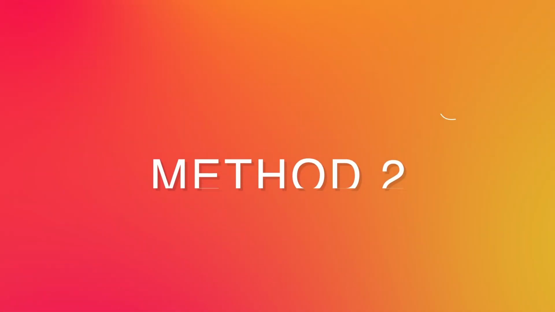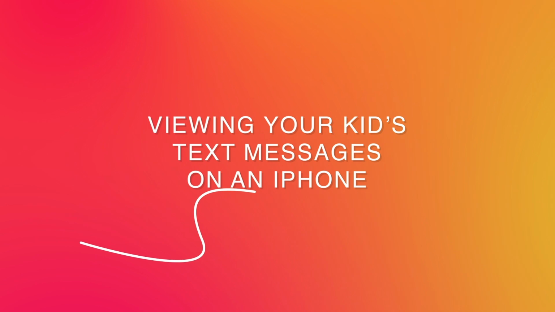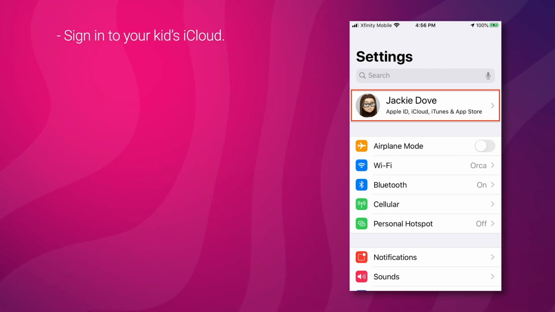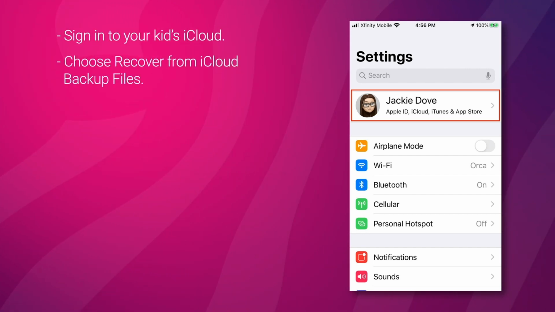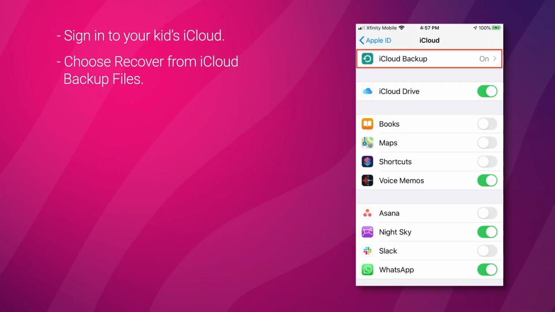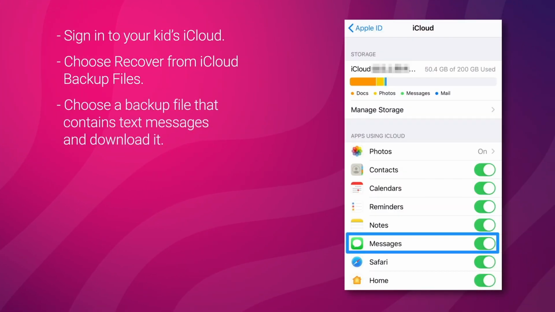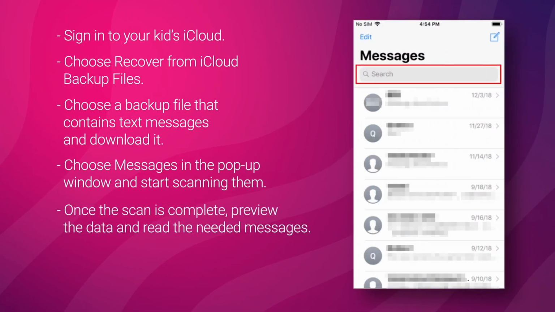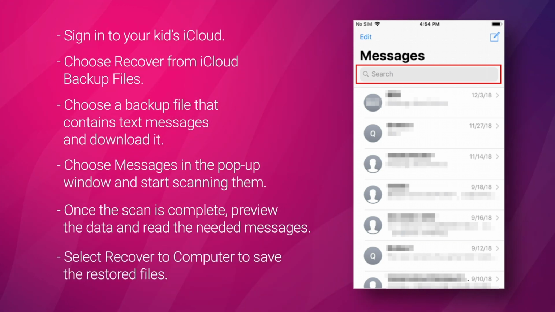Method 2. Viewing your kid's text messages on an iPhone. If you're in dire need to see your kid's texts on an iPhone, you can restore the files through iCloud Backup. 1. Sign into your kid's iCloud. 2. Choose Recover from iCloud Backup files. 3. Choose a backup file that contains text messages and download it. 4. Choose Messages in the pop-up window and start scanning them. 5. Once the scan is complete, preview the data and read the needed messages. 6. Select Recover to Computer to save the restored files.